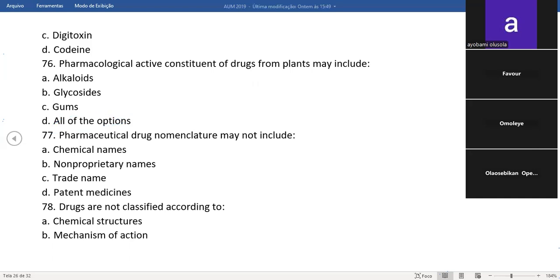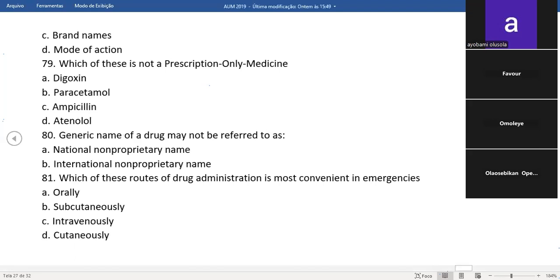Pharmaceutical drug nomenclature may not include patent medicine. D. We have chemical names. Non-proprietary names are also known as what? Generic. Generic name. Very good. Drugs are not classified according to A, chemical structures, B, mechanism of action, C, brand names, D, mode of action. Brand names. We don't use brand names to categorize or classify drugs.